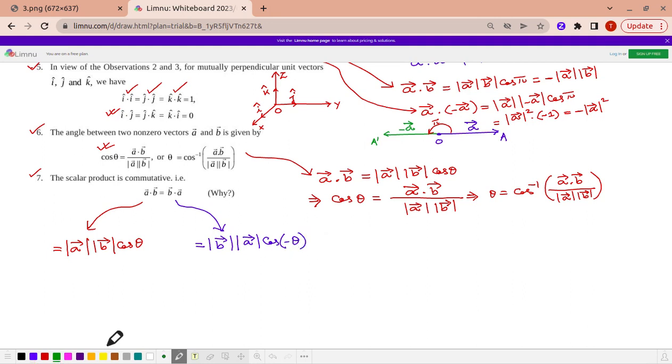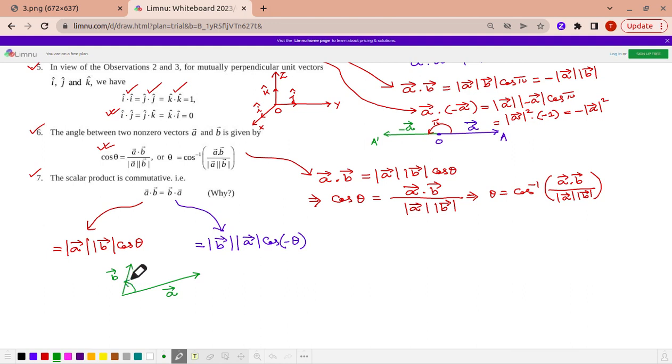Let me explain it, dear students. Suppose we have 2 vectors. I am representing the vectors in the green color. Suppose this is the vector A, and there is a vector B. Suppose this is the vector B, and the angle between the vectors A and B is theta.